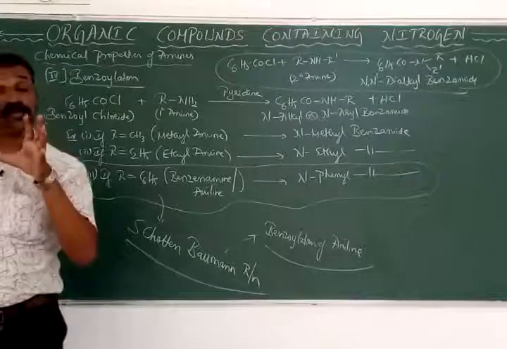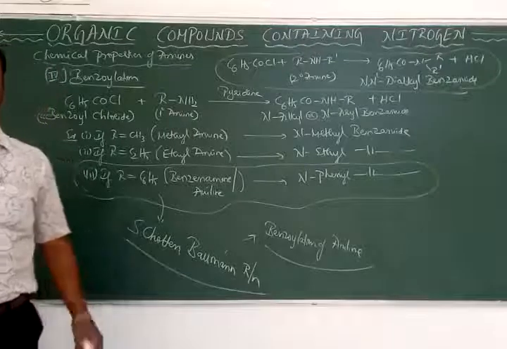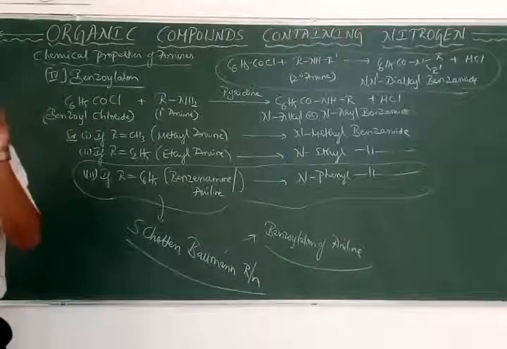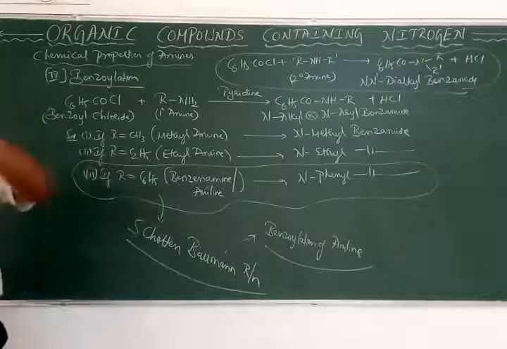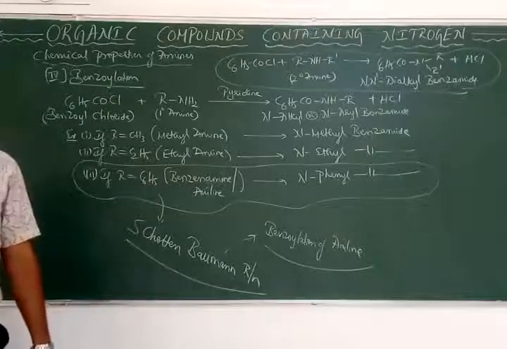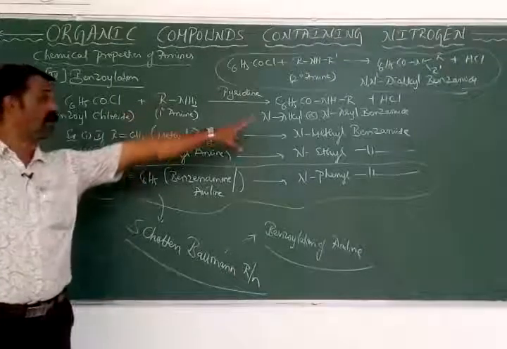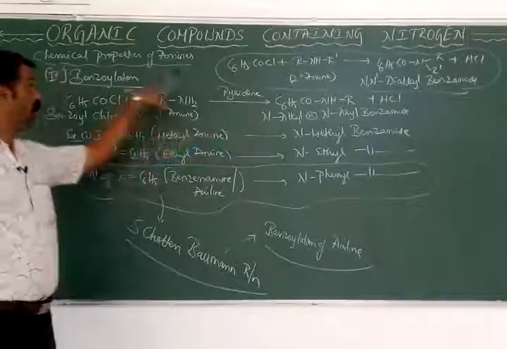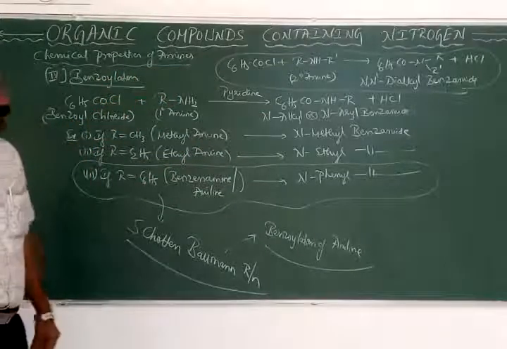Again, the benzoylation of tertiary amines is not possible. Why? The same reason. Because of the absence of the active hydrogen atom in tertiary amines, it is not undergoing a process called either acetylation or acylation. Okay, means only the primary amines reacted with benzoyl chloride to form N-alkyl or N-aryl benzamide, whereas the secondary amines undergo benzoylation to form N,N-dialkyl benzamide.